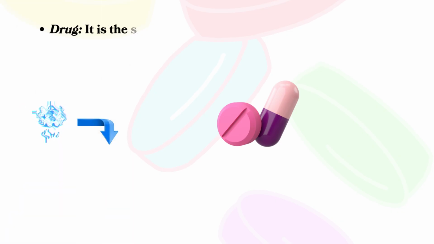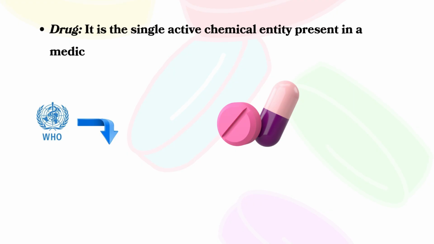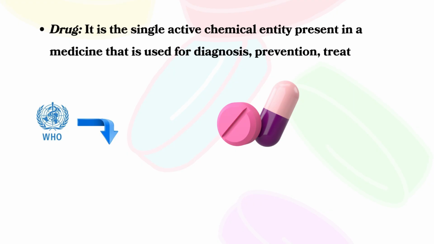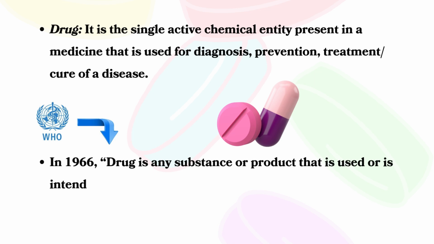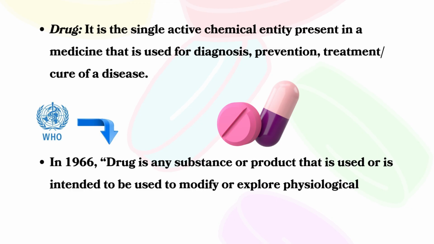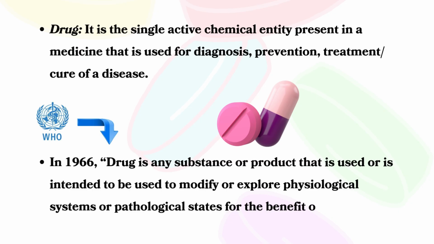Let's see the definition of a drug. It is the single active chemical entity present in a medicine that is used for diagnosis, prevention, treatment, cure of a disease. But later, WHO modified the definition of a drug. In 1966, drug is any substance or product that is used or is intended to be used to modify or explore physiological systems or pathological states for the benefit of the recipient.